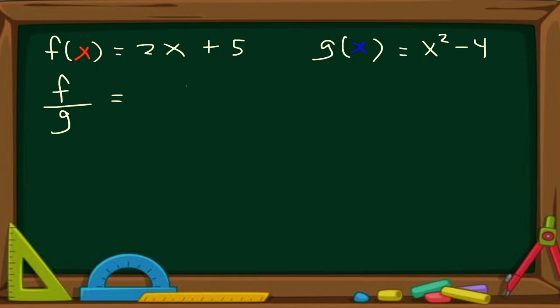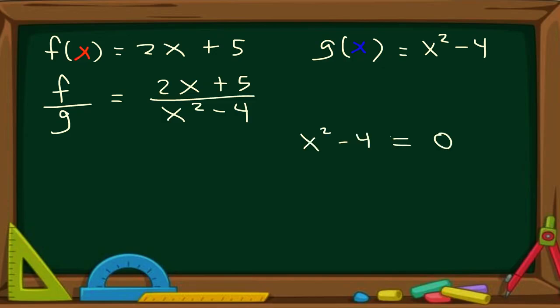F divided by g is simply 2x plus 5 divided by x squared minus 4. Now that we have a fraction, the domain is restricted, it is not all real numbers. To find the domain, you want to find the x values that do not exist, the values that x cannot be. To do that, set the denominator equal to 0. X squared minus 4 cannot be 0. If it is, we're going to get a vertical asymptote, which means it's undefined at that point.